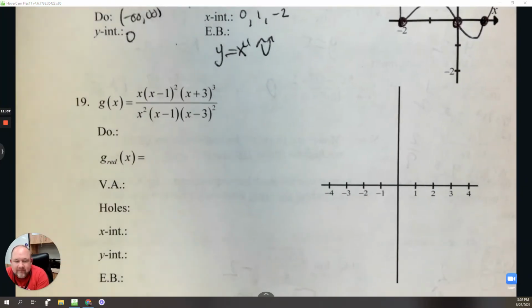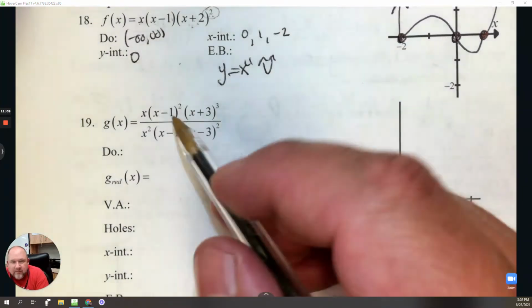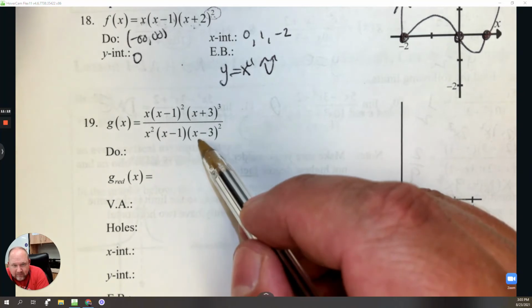Number 19. This is a rational function. The domain are the values that x cannot be from the denominator.